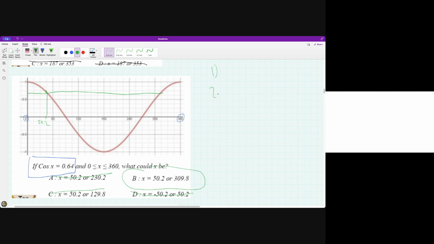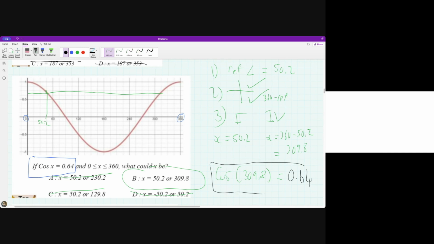Now, if I was doing it in the three-step formal process, I'd get a reference angle equal to 50.2. And then, when is cos positive? In that quadrant, and in that quadrant. And that's why we have the answer where x is 50.2. But in quadrant 4, it's always 360 minus the reference angle. And that's why we have this part, 309.8. And you can check this. If you put the cos of 309.8 in your calculator, you should get your 0.64. So that's another way that you can check.